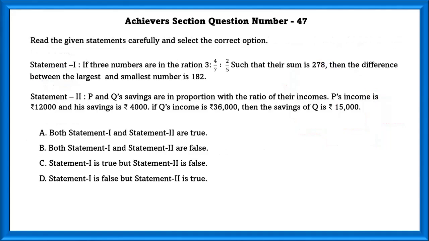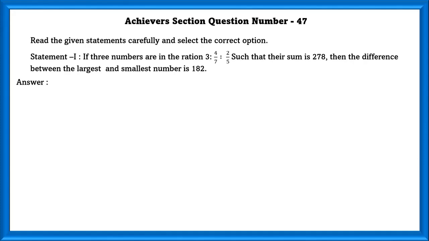Achiever section question number 47. Read the given statement carefully and select the correct option. Statement 1. If three numbers are in the ratio 3:4/7:2/5 such that their sum is 278, then the difference between the largest and smallest number is 182.